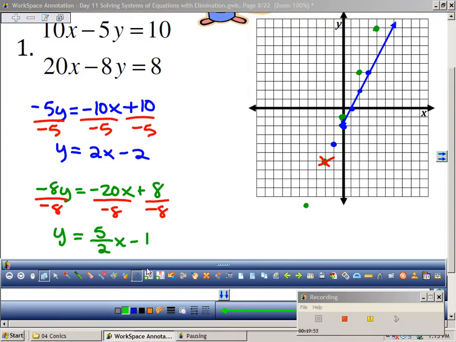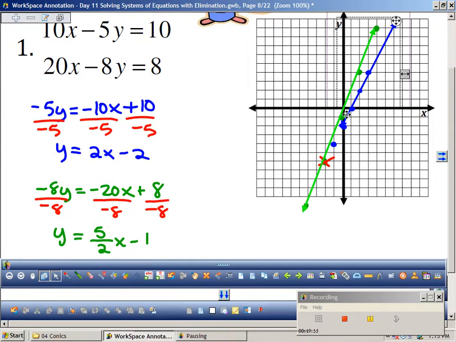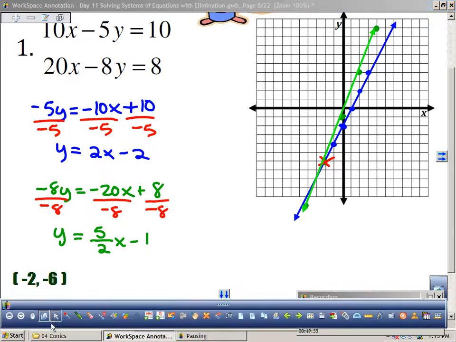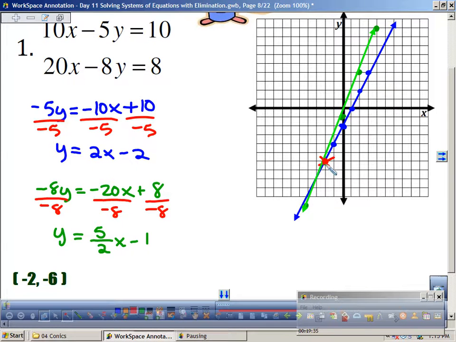So if I were to do my green, see how my line wasn't perfect? But my point is perfect. Let's double check. It said negative 2, negative 6. Negative 2, 1, 2, 3, 4, 5, 6. It would be considered a no solution, right? If they don't touch, it'd be no solution. And we're actually going to see something like that in a second.